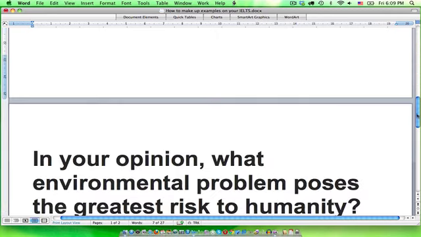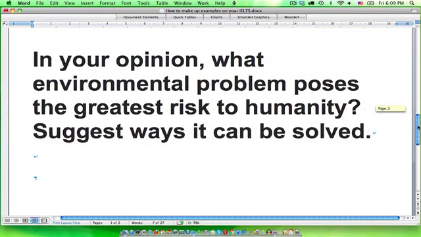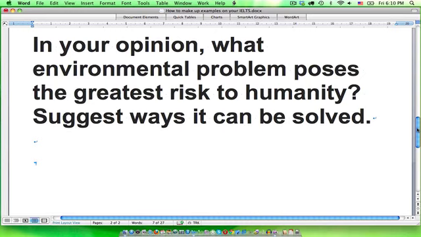To help demonstrate a case study in today's lesson, we are going to use the following essay question. In your opinion, what environmental problem poses the greatest risk to humanity? Suggest ways it can be solved. So this question would be responded to using an argument essay structure. We would state what the environmental problem that we believe is the greatest risk to humanity in the introduction paragraph, and then we would use the two supporting paragraphs to suggest ways that this problem could be solved.